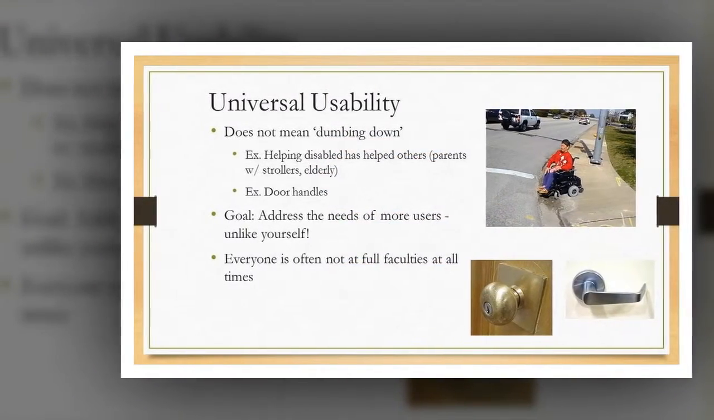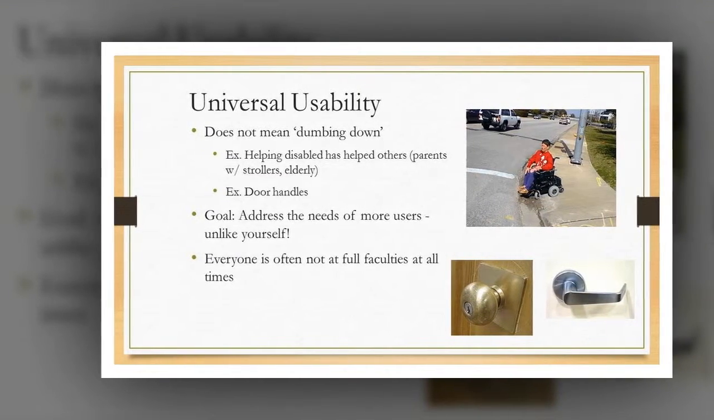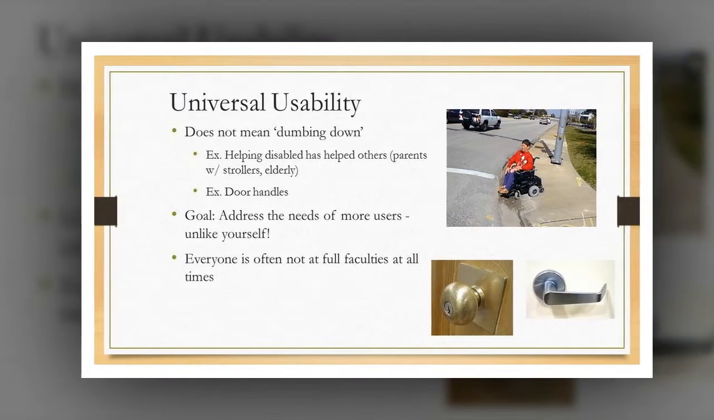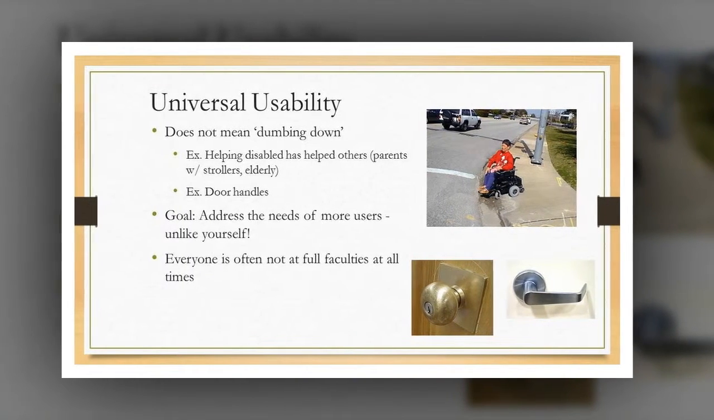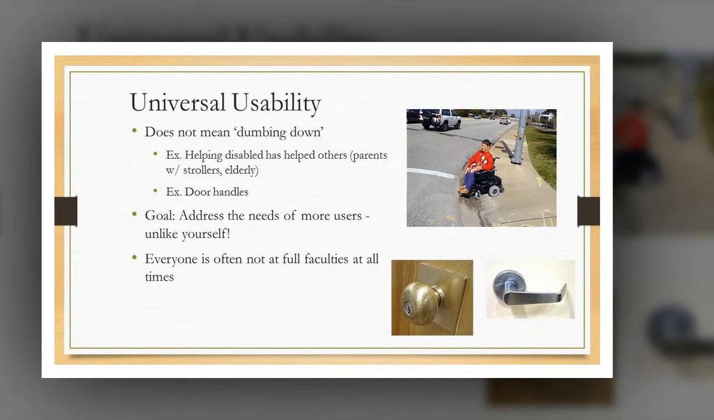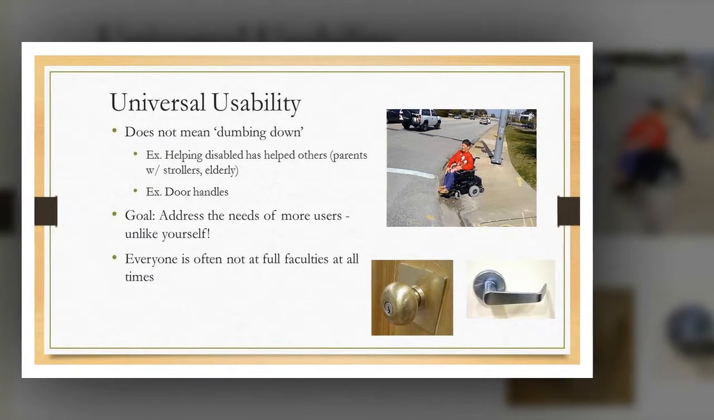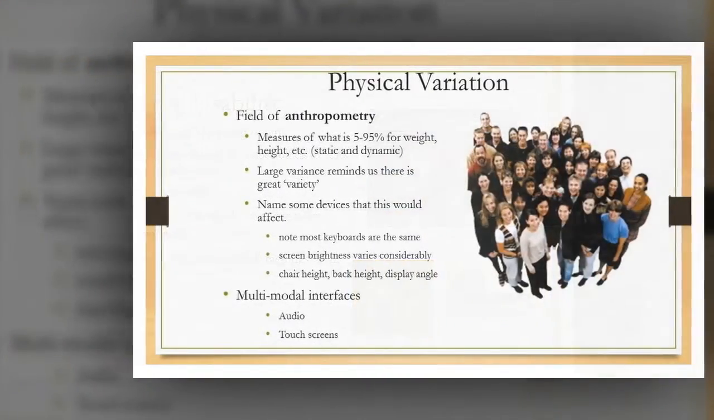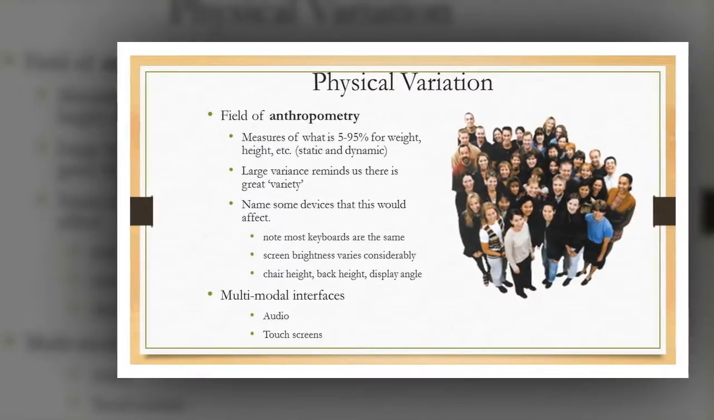Physical variation: ability, disabled, elderly, handicapped, vision, ambidexterity, ability to see in stereo, Sutherland. Speed. Color deficiency. Workspace, the science of ergonomics, size. Design has lots of prior research. Physical variation is the field of anthropometry.